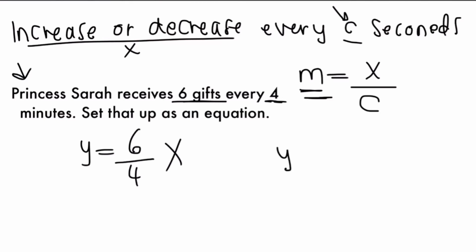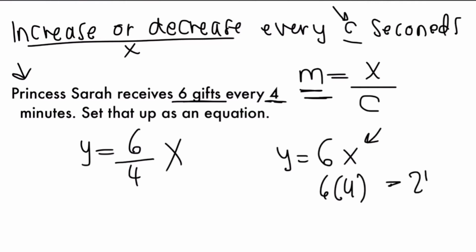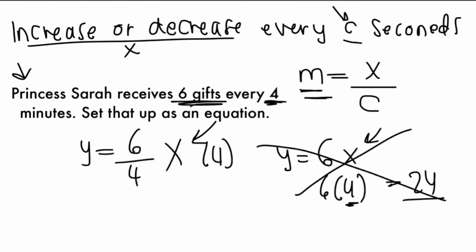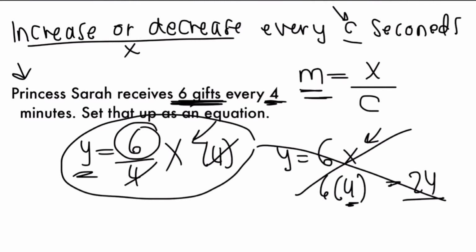Say we did the first way the student mentioned, y equals 6x, and we put in 4 minutes, 6 times 4 is 24. Well, that's not true. They said she receives 6 gifts every 4 minutes, but when we put 4 in the place of minutes, we got 24 gifts. So that's obviously incorrect. In this method where we divided to get the slope, if we replace x with 4, the 4 will cancel out with the 4, allowing 6 to be the number of gifts. And that's correct. Every 4 minutes, she gets 6 gifts. So this is how we set up an equation by following this rule when it has a rate: increase or decrease every whatever, we set it up as a division, in a ratio.